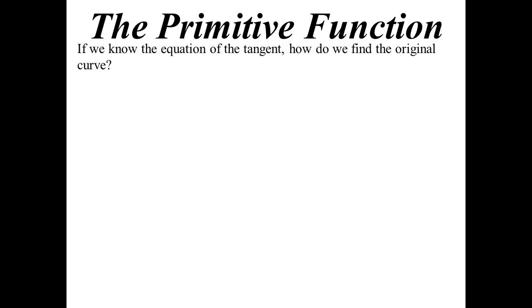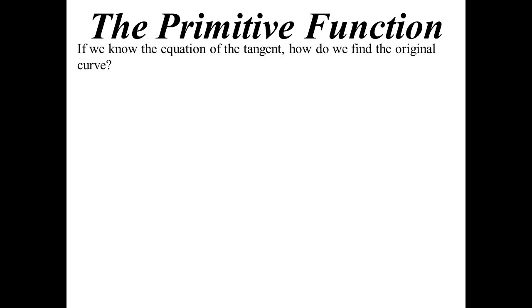Just going to finish off with a look at what we call the primitive function. And to solve this, I guess, say it's the reverse. We know the equation of the tangent. What was the original function? So normally we'd have the function and we say, let's find the equation of the tangent. Well, what happens if we go the other way around? So the primitive function is the original function it came from.